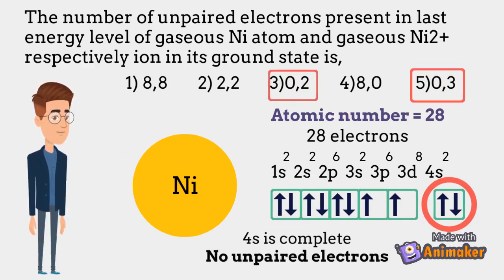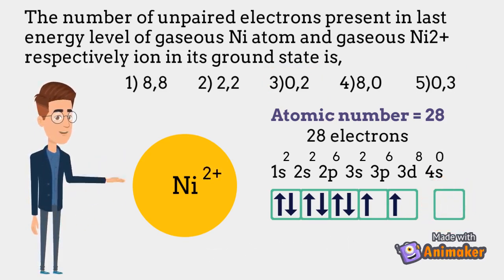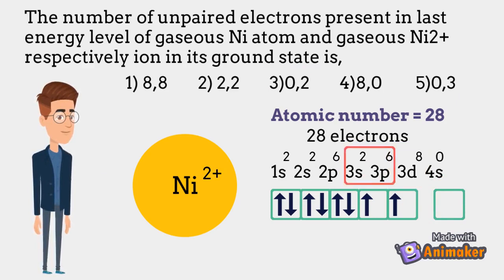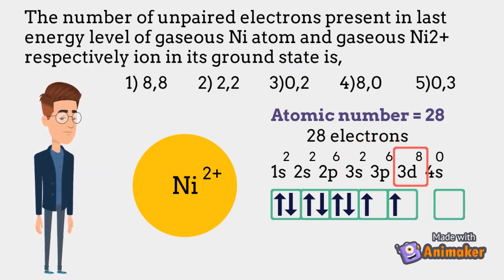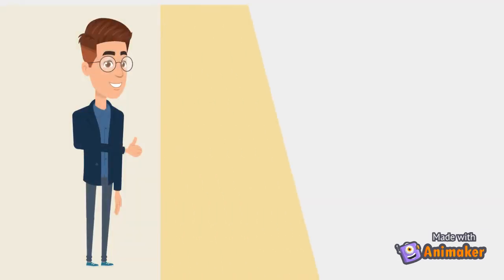When it's forming the nickel 2 plus ion, the 2 4s electrons are removed. Now the electronic configuration is like this. Since we have no fourth energy level, now the last energy level is the third energy level. In that both 3s and 3p are completely filled. Only the d subenergy level is incomplete. In it there are 2 unpaired electrons right here. Now we have our answer. It is 3.